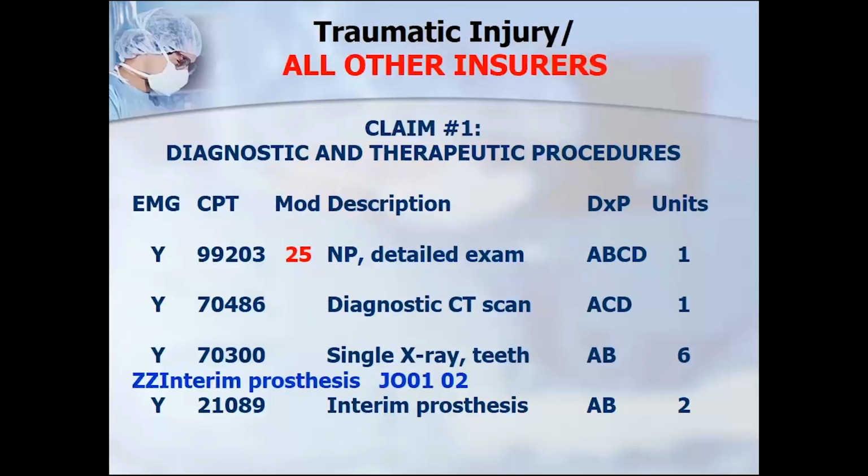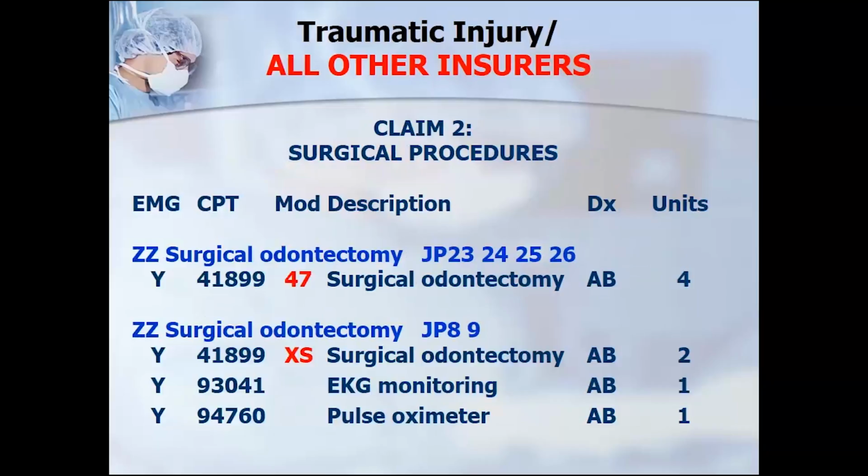So when you look at the final claim, you can see how it would look for all other insurers other than Blue Cross Blue Shield. Claim 1 diagnostic and therapeutic procedures is the same for both Blue Cross and other insurers. However, when you look at the surgical procedure, notice how it changes for other insurers. We don't use a D code. We use 41899 with the explanation above it and the tooth numbers.